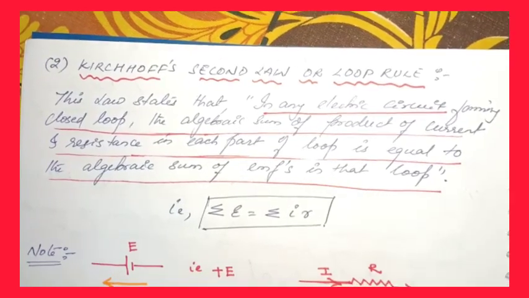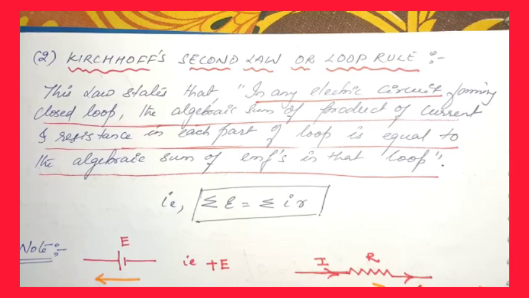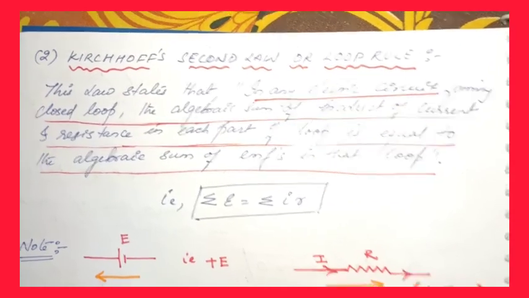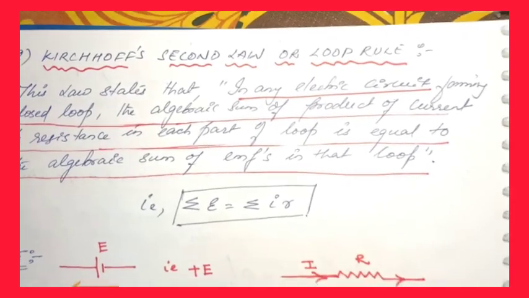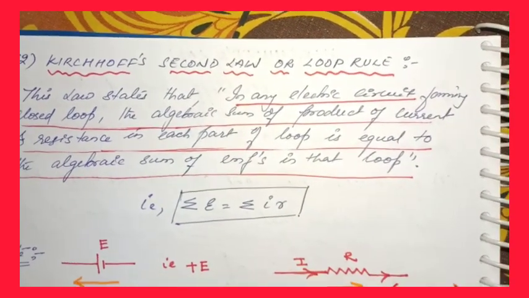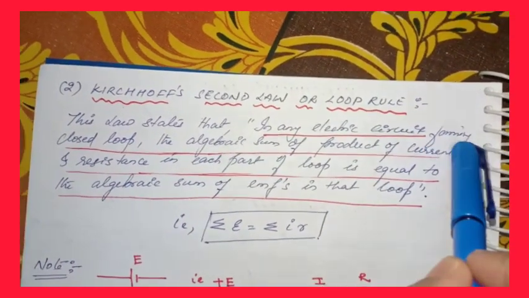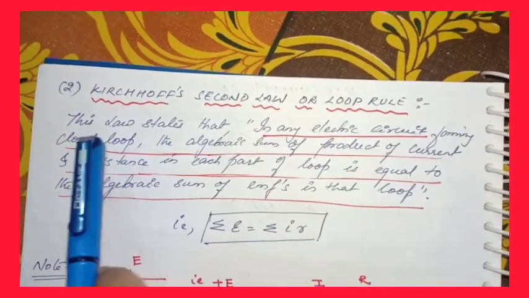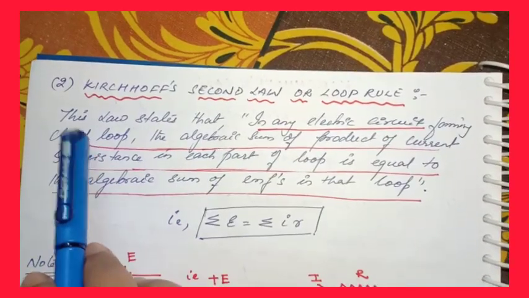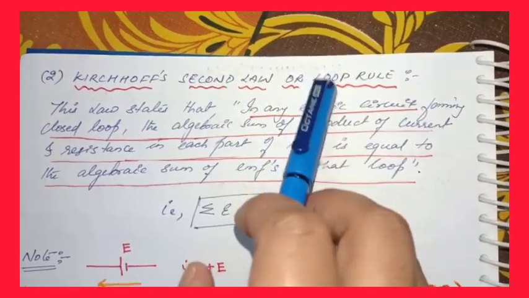So here students, we are with Kirchhoff's second law or the loop rule. This law states that in any electrical circuit, I will take an example of an electrical circuit, and in any electrical circuit, mind this point that it should be a closed loop. The circuit here should always be closed. Then only we can apply Kirchhoff's second law or the loop rule.